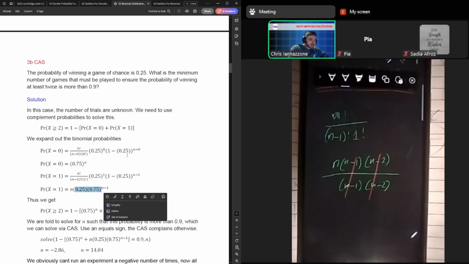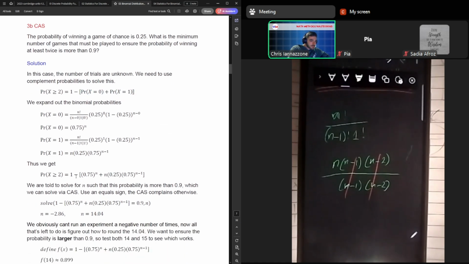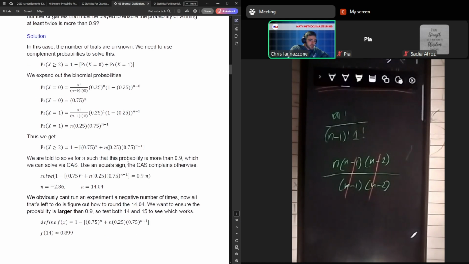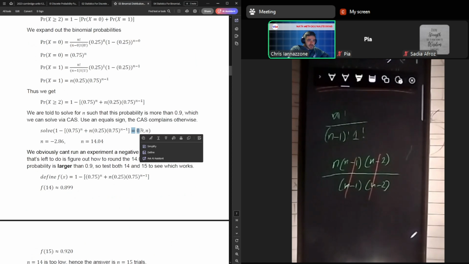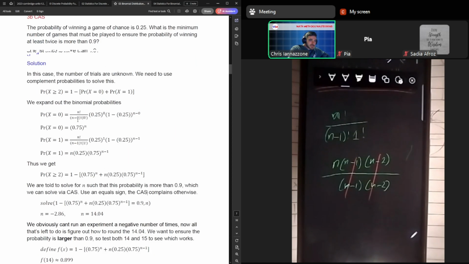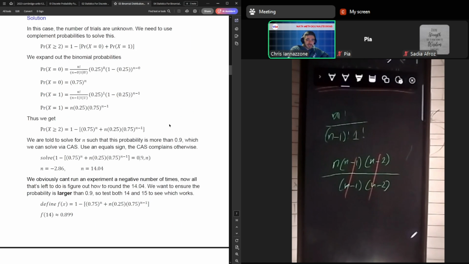That's your x equals 0, that's your x equals 1. Put them into the spot and then plug it into CAS, because you're not going to solve this without a CAS. So chuck this whole thing into CAS. We're going to set it equal to 0.9 because that's our target probability. Don't use an inequality. I know it says more than 0.9, but don't use greater than 0.9 because the CAS will just have a fit. It'll just say, no, not doing it. Use an equal sign and then use a bit of logic to figure out which of these would be the appropriate answer.